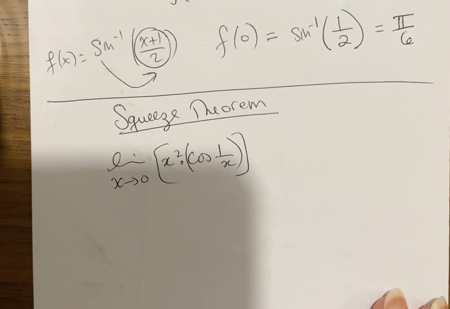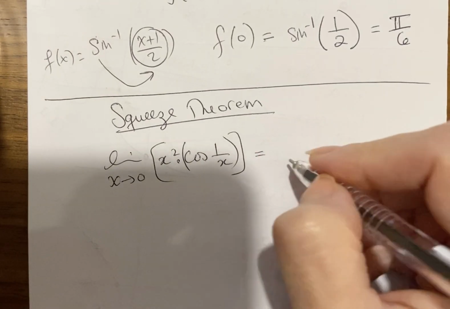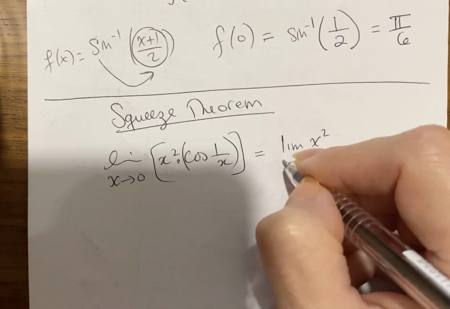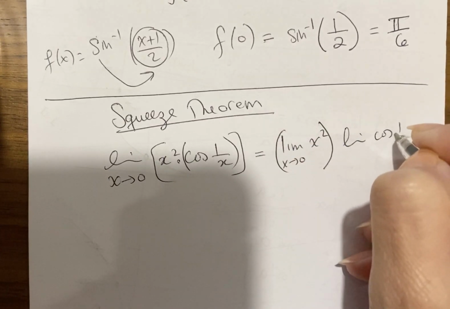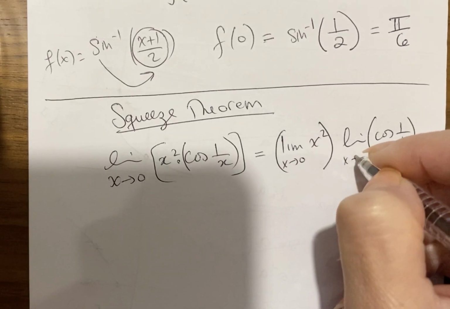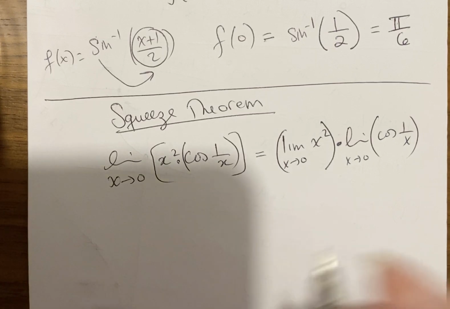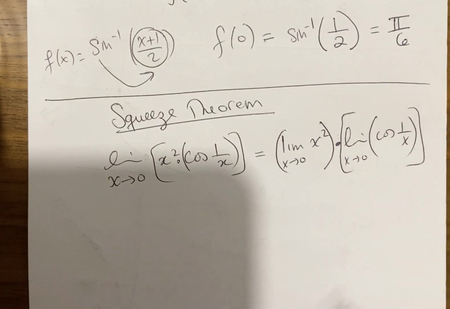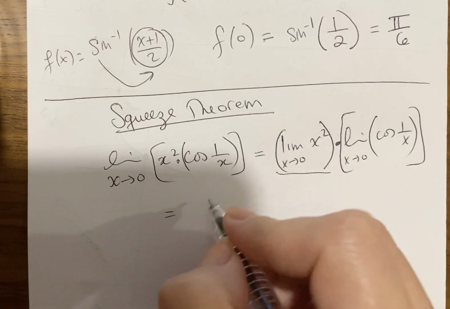Now, if I want to use the properties I have learned so far, this will be the limit of x squared alone, which is fine, times the limit of cosine of 1 over x alone. This is how it is, right? No problem with this one. What's the limit of x squared as x approaches 0? It's 0.